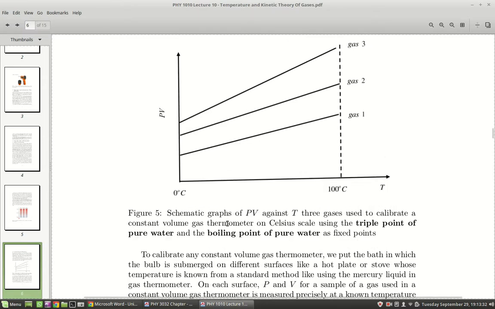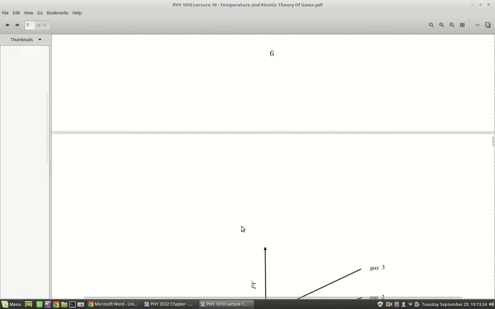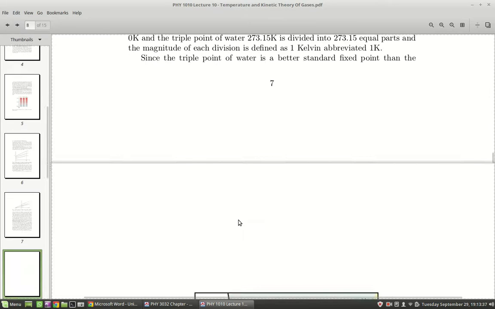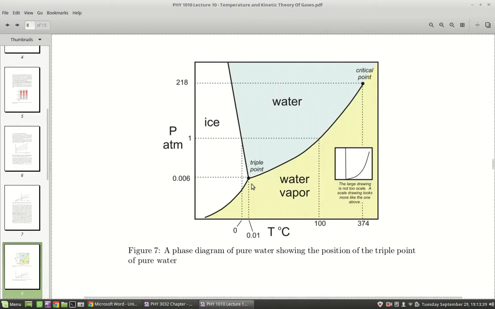Okay, at a condition which is known as the triple point. A triple point is basically a condition where the water, ice, and gas coexist. The triple point of water occurs at a temperature of 0.01 degrees, very close to 0 degrees. So when you get this gas thermometer, the bulb, you submerge it in a mixture of ice and water. Then hopefully you get on this triple point.